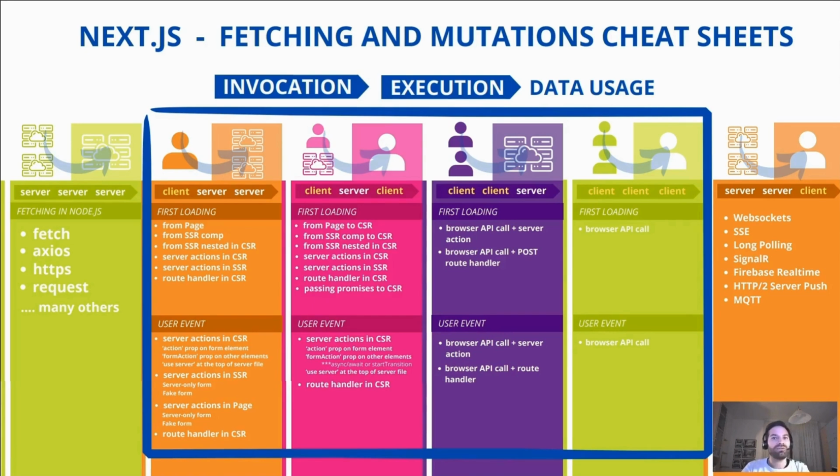We will categorize data fetching patterns based on 3 key factors. As you can see on the cheat sheet, there are 3 elements: invocation, execution, and data usage. With invocation and execution context, we discern whether the fetching function is triggered and executed on the client or on the server, and where the retrieved data is intended to be used.